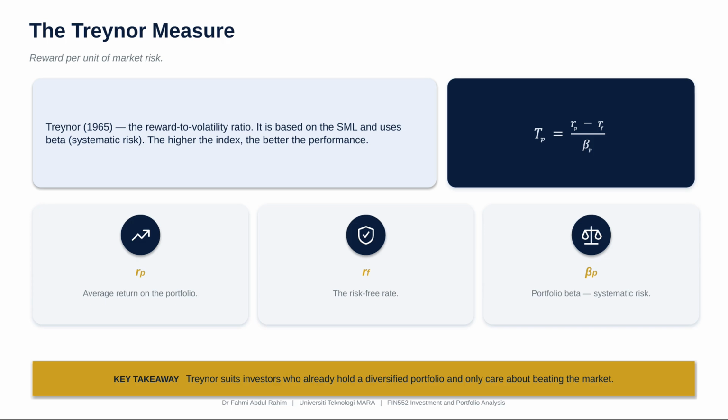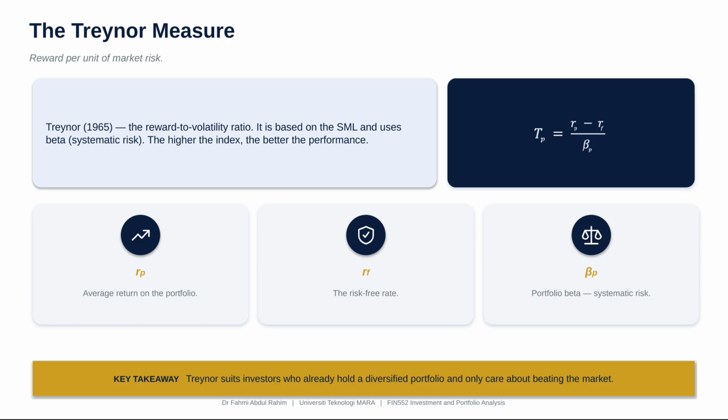Let me define the three symbols shown in the cards. R sub P is the average return on the portfolio. R sub F is the risk-free rate, the return on a safe asset like treasury bills. And beta sub P is the portfolio's beta, its systematic or market risk. So the top of the fraction, R sub P minus R sub F, is the excess return, the reward above the safe rate, and we divide it by beta, the market risk, to get reward per unit of market risk.